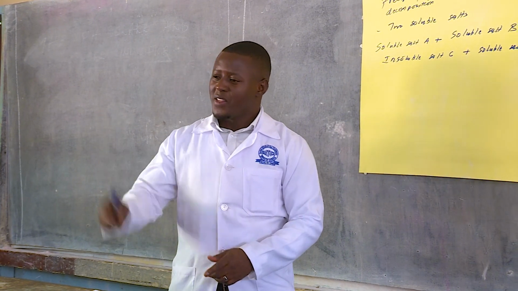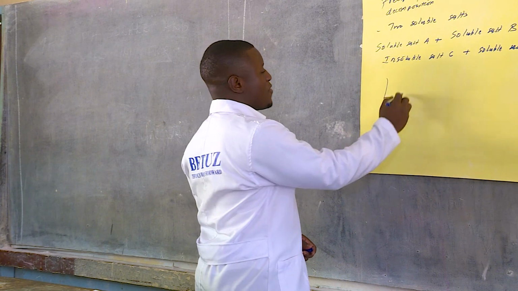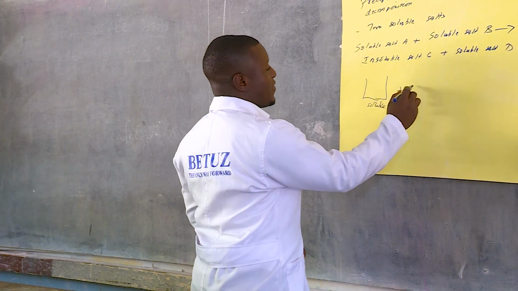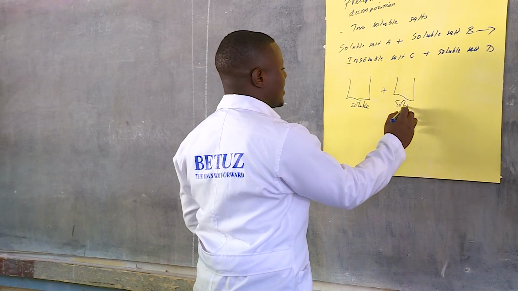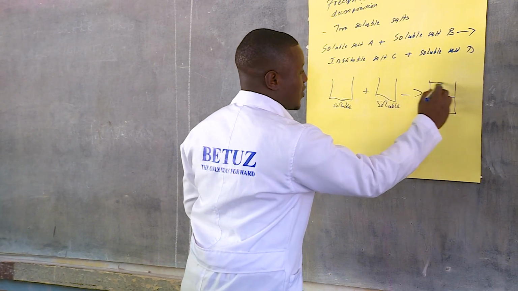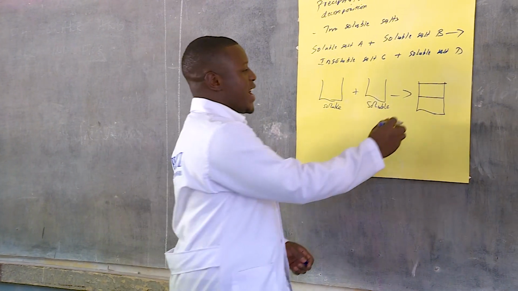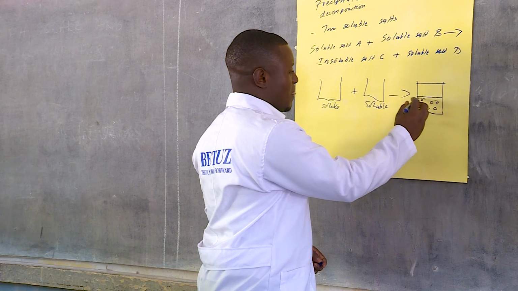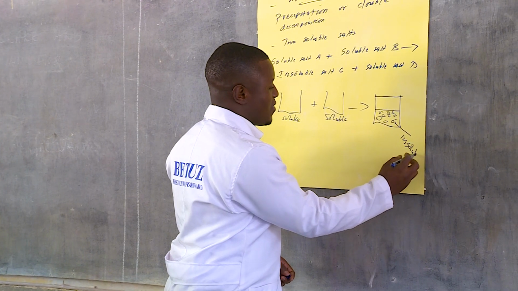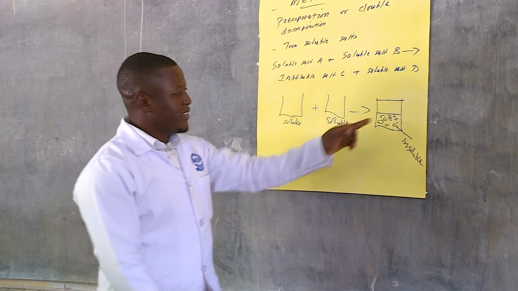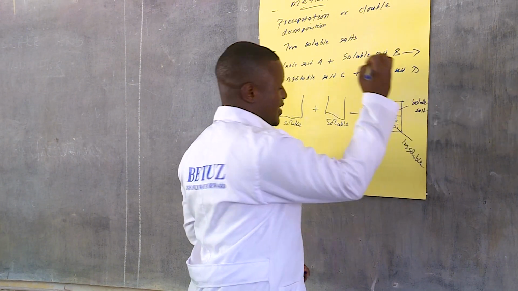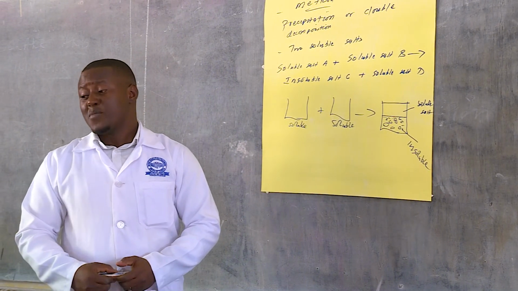So the procedure is that you have one salt which is soluble, then you mix it with another salt which is also soluble. Then you put them in one containing vessel where the insoluble salt is going to be collected at the bottom. So this is where you have your insoluble salt. Then on top, you are going to collect your soluble salt. So that's basically the procedure.